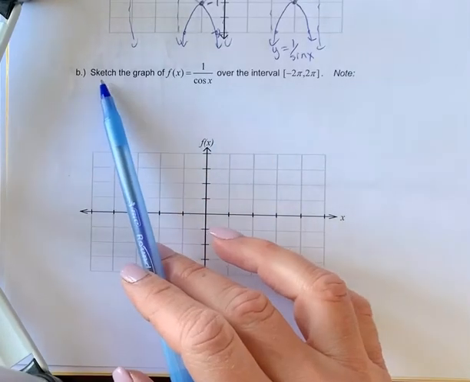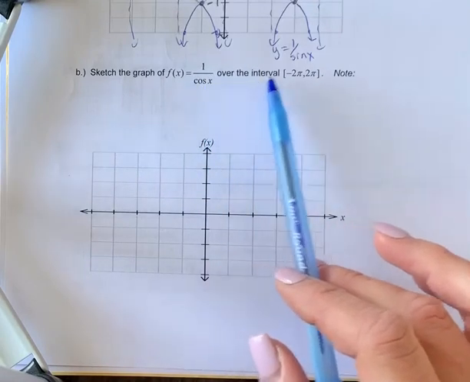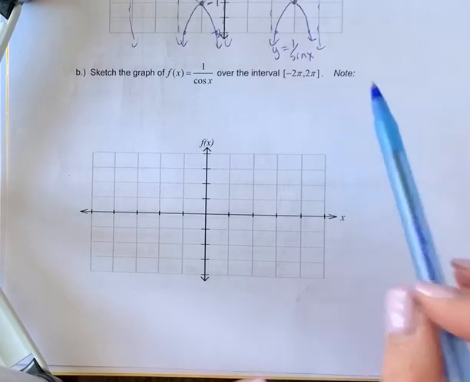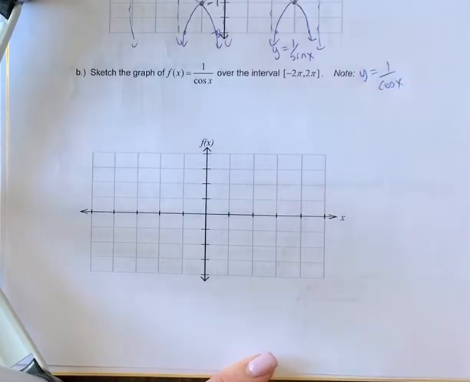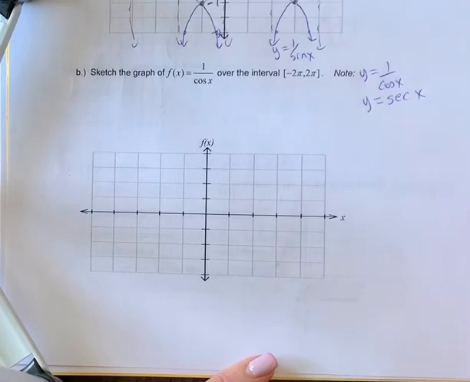Example 4b, sketch the graph of f of x equals 1 over cos x over the interval negative 2 pi to 2 pi. So we're going to have endpoints, not arrowheads. And what I want you to really think about is that when you think of 1 over cos x, you're really graphing y equals secant x. So if you're ever asked to graph secant x, you want to think about it as 1 over cos x. So we're going to start off by graphing cos x and then apply the rules of reciprocal functions to it.